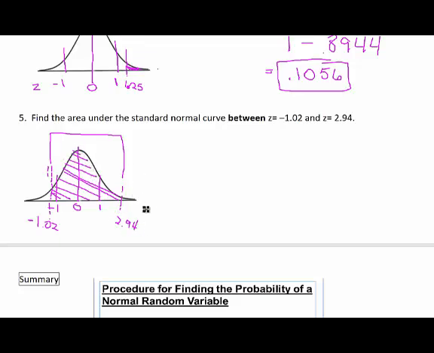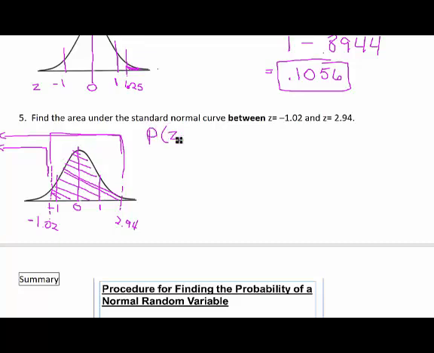Because if I find the boundary of this guy on the Z chart, it's going to give me everything all the way down. So it's going to give me from here all the way to the end. But I don't want all the way to the end. I want to cut this off. So how do we do that? Well, we have to find this one, but then we got to cut this piece off.